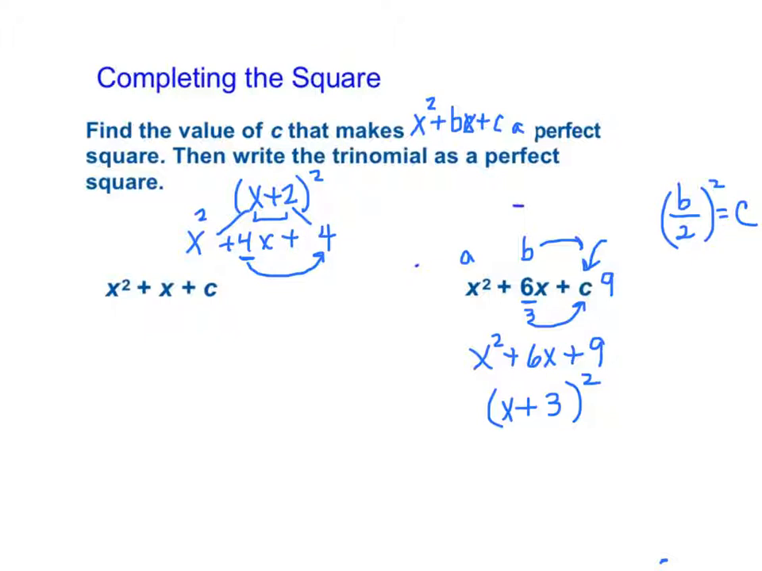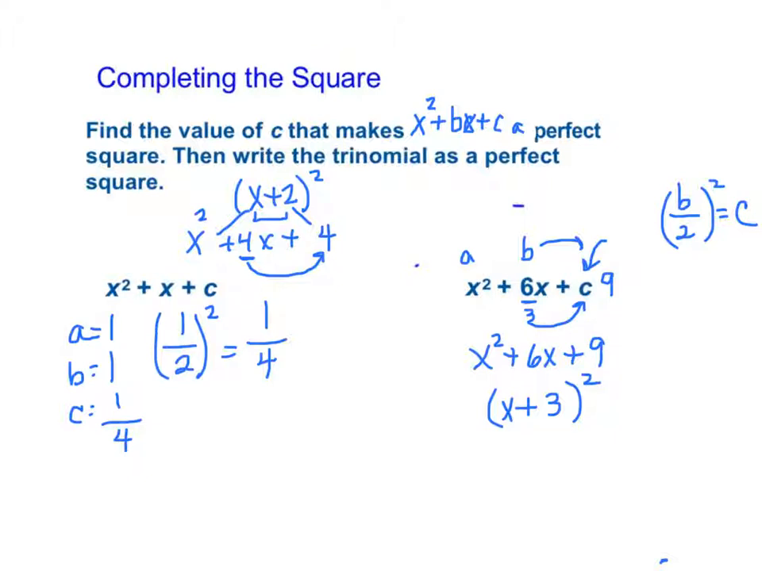All right, so I'm looking here. A is 1, B is 1, C is, we don't know. We need to find C. So if we take B, which is 1, and take half of it, and then square it, that's going to equal 1 squared over 2 squared, which is 1/4. C is going to be 1/4.